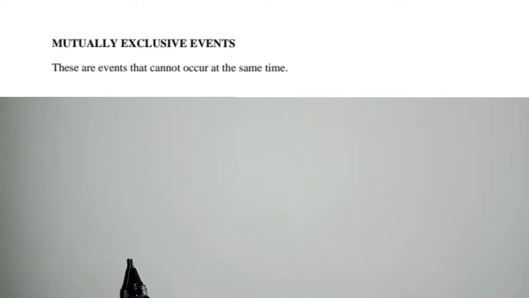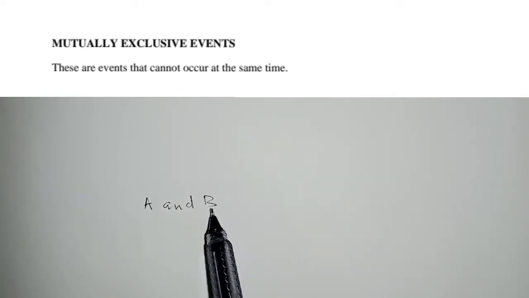Hello. What are mutually exclusive events? These are events that cannot occur at the same time. So A and B are mutually exclusive if they have no common element.